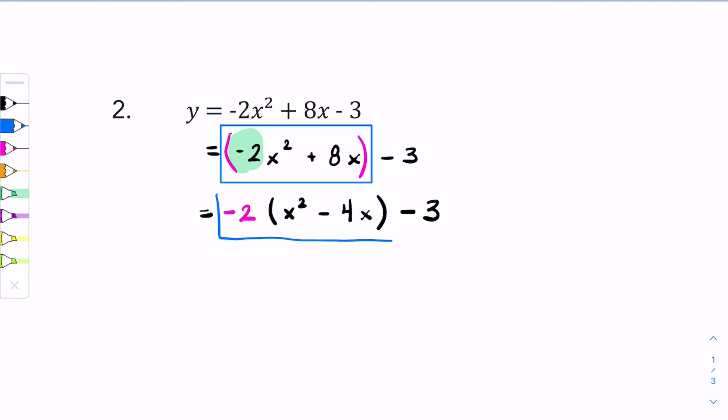So again, I only took a GCF out of the parentheses and I put it right outside of those parentheses. If I was to multiply this term back in, I would end up at the original expression. So at this point, I did not change anything. All I did was factor out a value of negative 2.